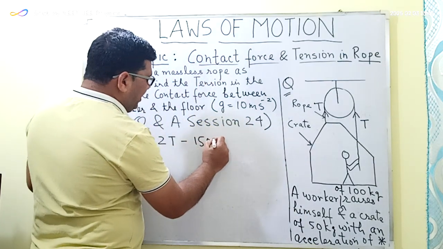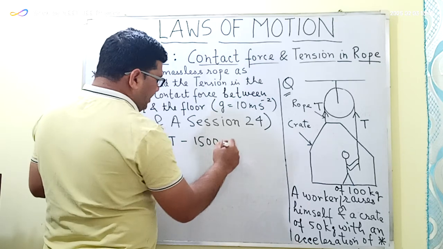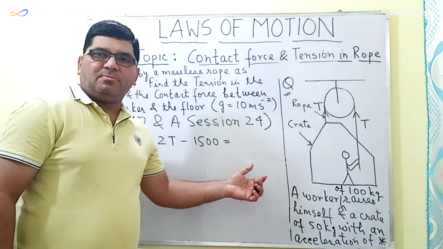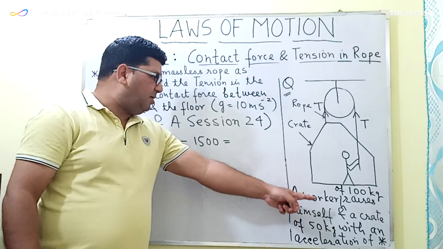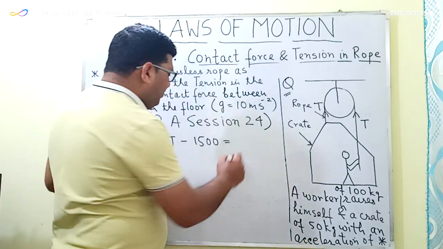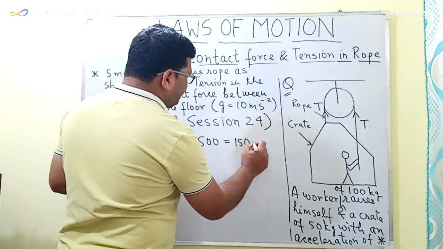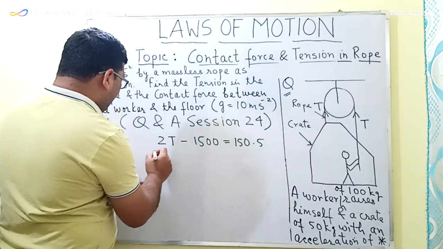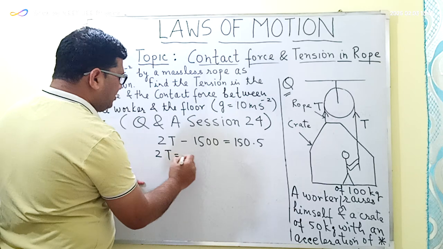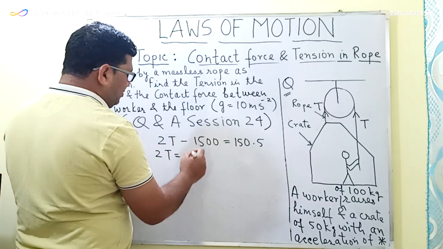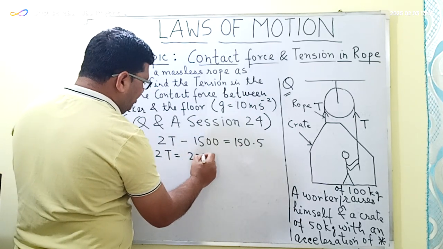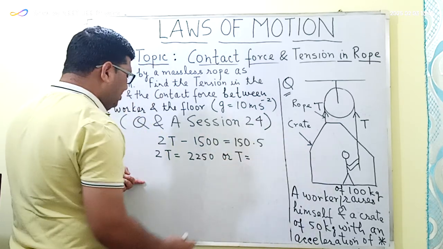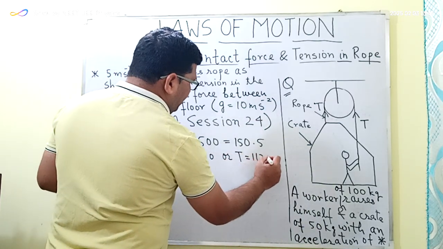So this is the total weight which is acting in the downward direction, and the net force is equal to mass into acceleration. The mass is 100 plus 50, that is 150, into the acceleration, which is 5 meter per second square. So from here, we are getting 2T is equal to 750 plus 1500. So this is equal to 2250, or the tension in the string is equal to 1125 newtons.